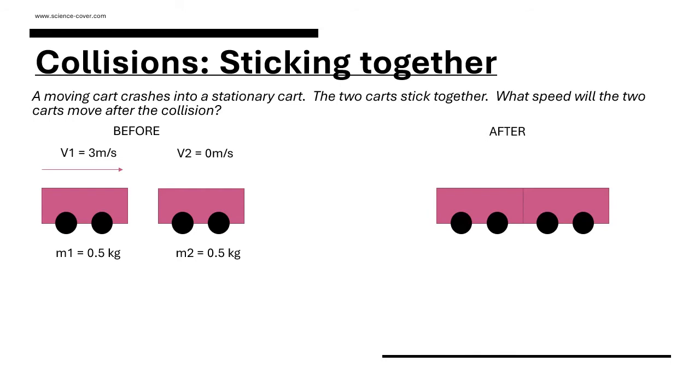We're told after these carts collide, they stick together and they'll move off together. So the first thing we can do is add together their masses, and we'll treat these as one object. So 0.5 kilograms plus 0.5 kilograms gives me a mass of 1 kilogram. Now I want to find the speed that these two carts will move off with after the collision.